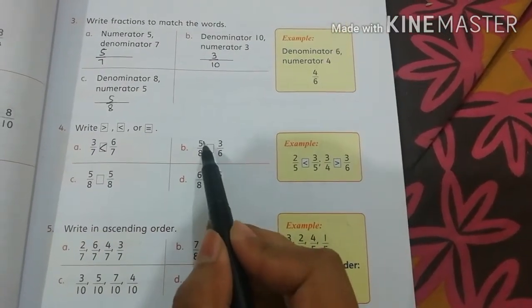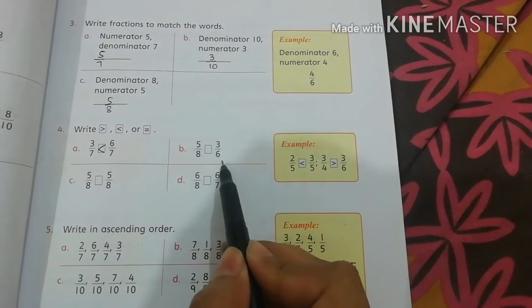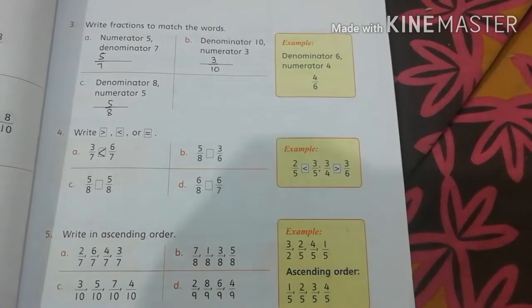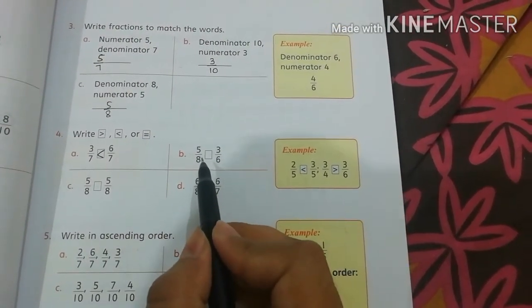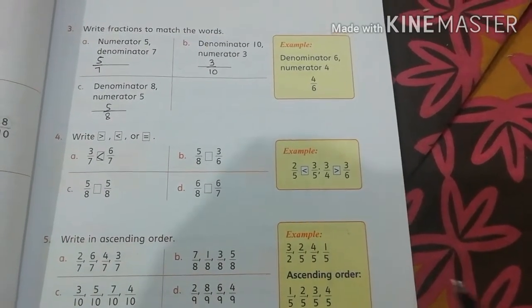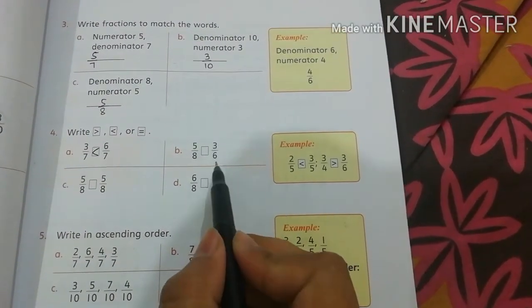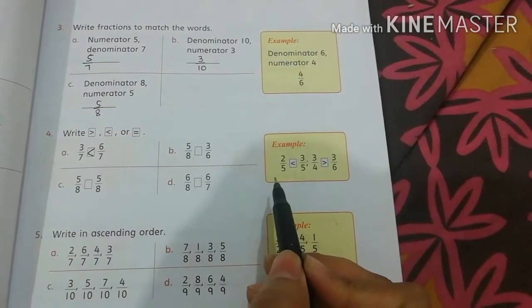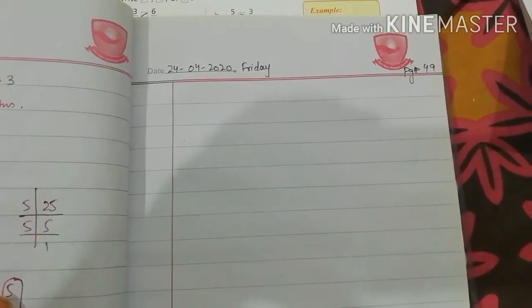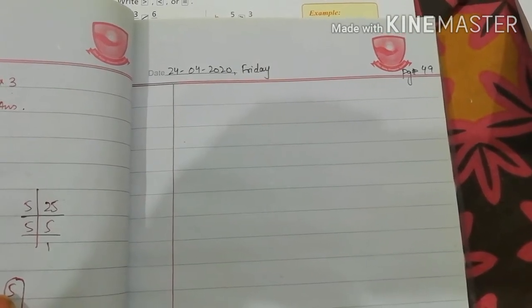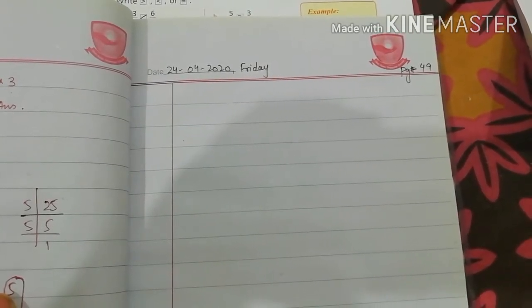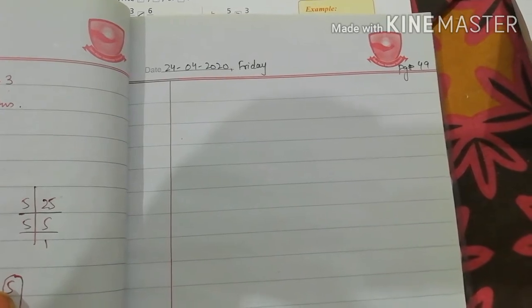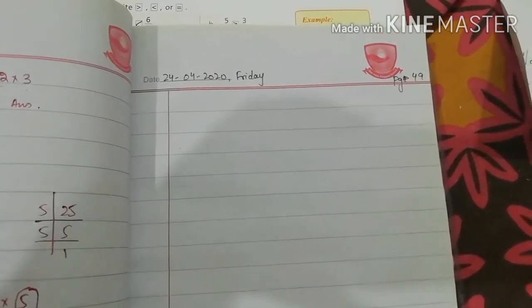Part B, 5 by 8 and 3 by 6. In this part, we have different numerators and different denominators. So what we can do, first we will make the denominators same through LCM. Dear students, we have to observe which number is divisible by both these numbers. Let's find out by taking LCM.